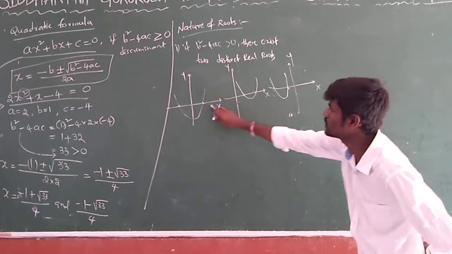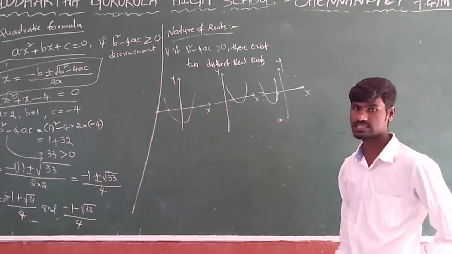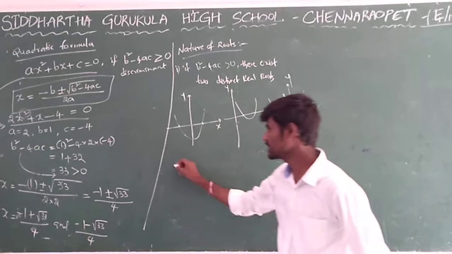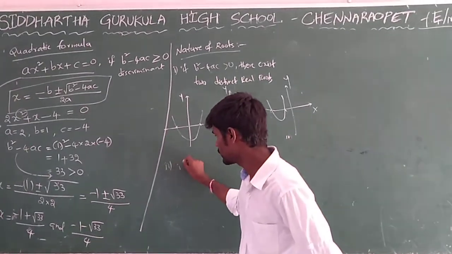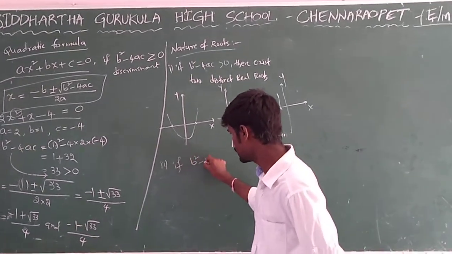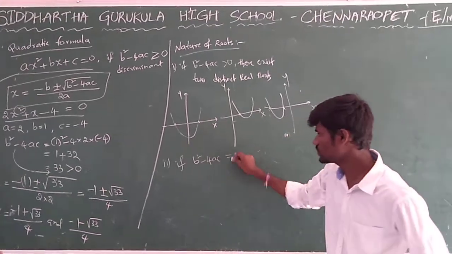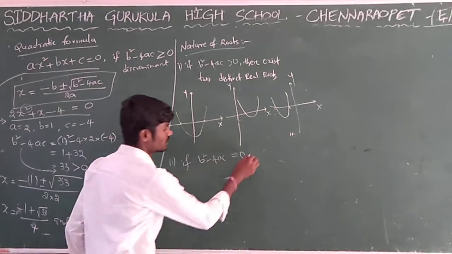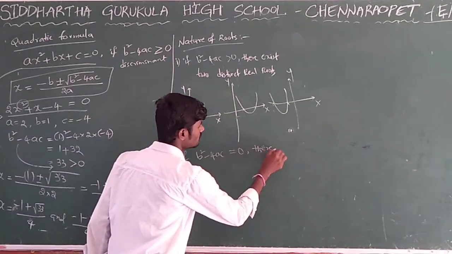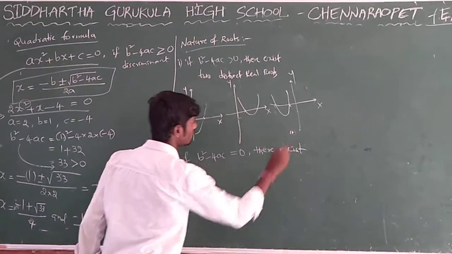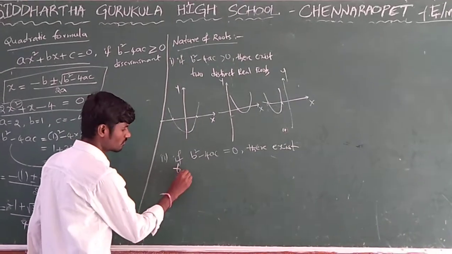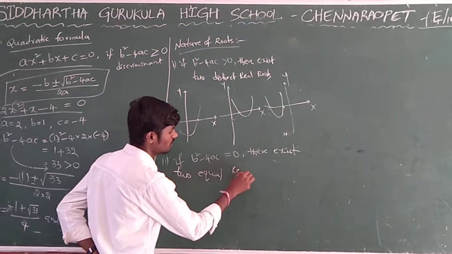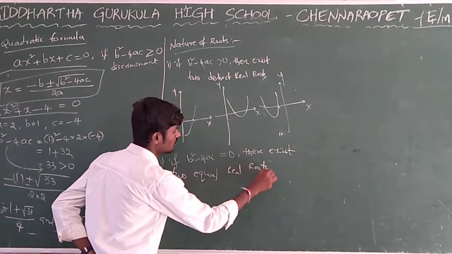Two distinct roots will exist if b square minus 4ac is greater than 0. Second condition: if b square minus 4ac equals 0, in that case there exist two equal real roots.